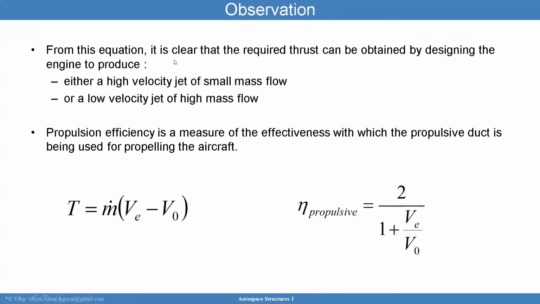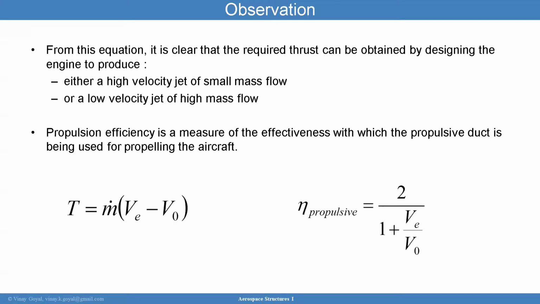From this equation, it is very clear that the required thrust can be obtained by designing the engine to produce either a high velocity jet of small mass flow or a low velocity jet of high mass flow. So you have two situations to create the required thrust.